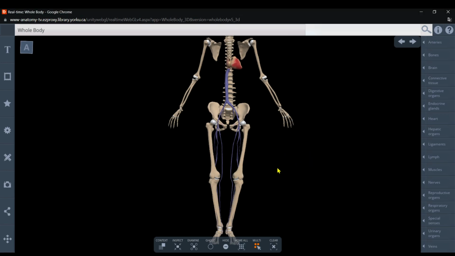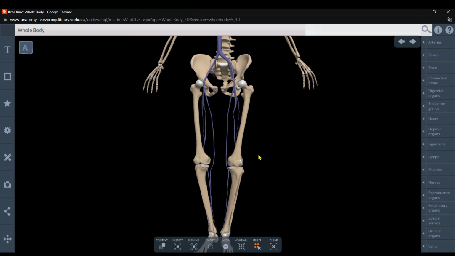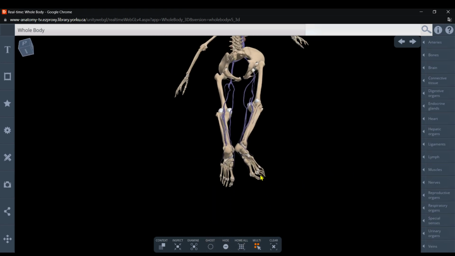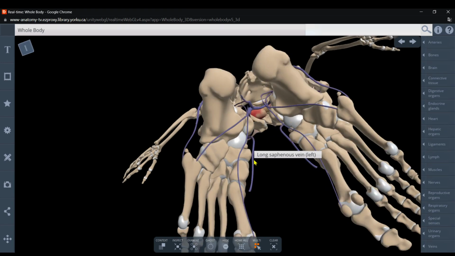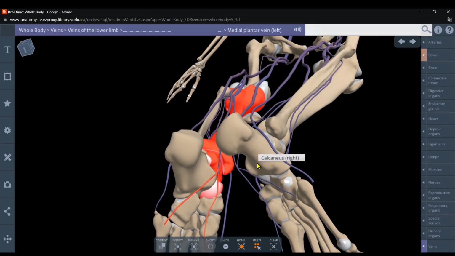All right, so I'm going to be talking and going over the pathways of lower limb venous drainage. Okay, so the first pathway we're going to start with is going to go into the posterior view, then to the plantar view, and we're going to start with the lateral plantar and medial plantar vein.